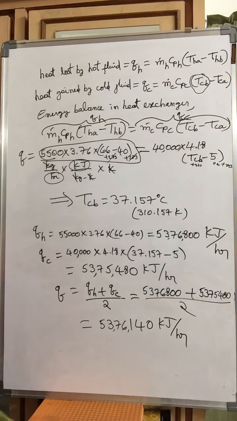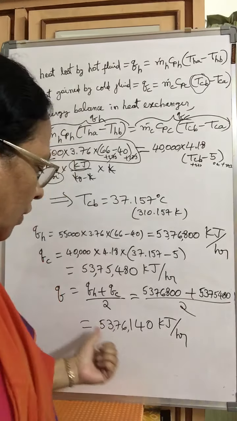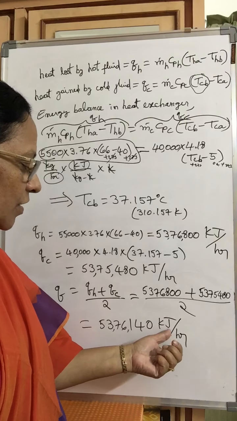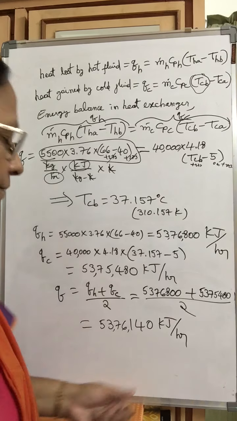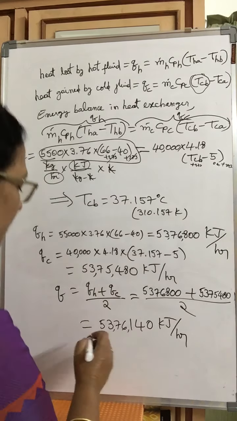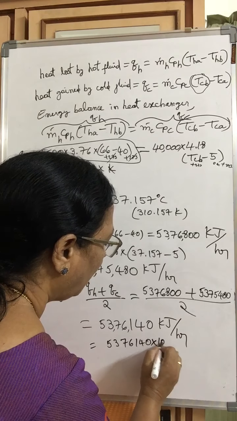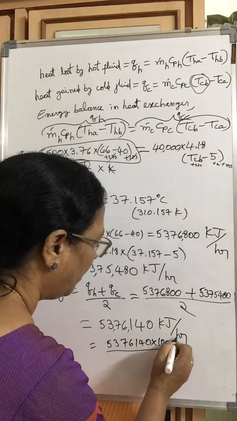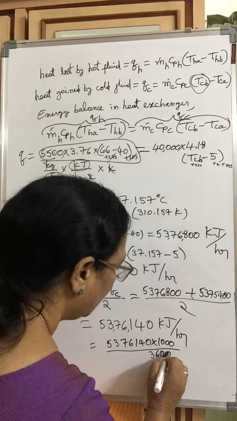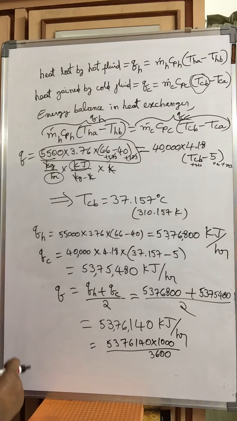Now only you need to take care of the unit. Q is in kilojoules per hour. But what is your overall heat transfer coefficient? Do you remember? 580 watts per meter square per Kelvin. So U naught is in watts. Watts means joule per second. So this also needs to be converted to joule per second. So this is equal to 5376140 into 1 kilojoule is 1000 joules divided by 1 hour is 3600 seconds. So you are converting into watts.